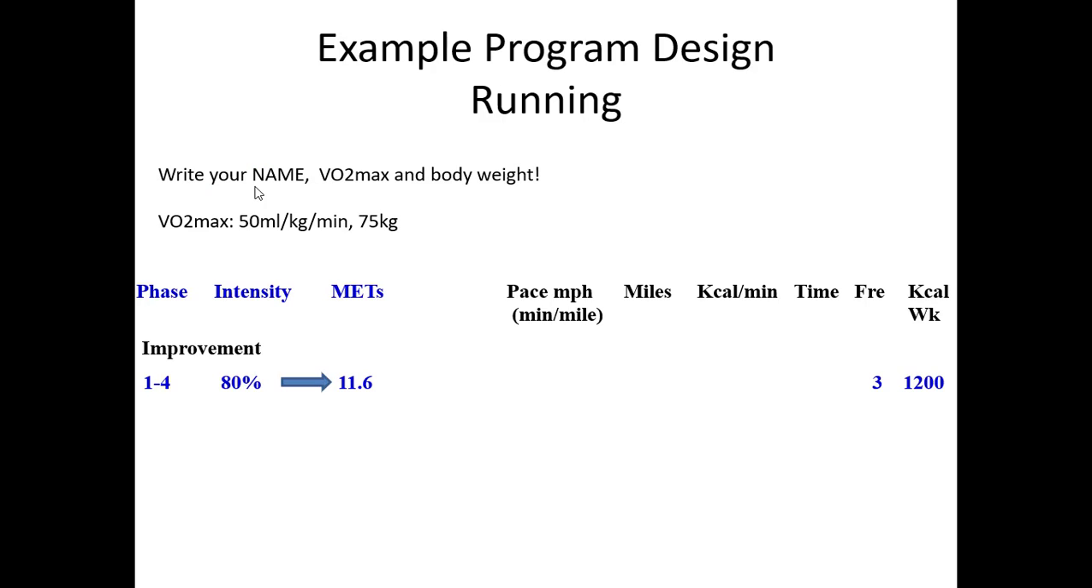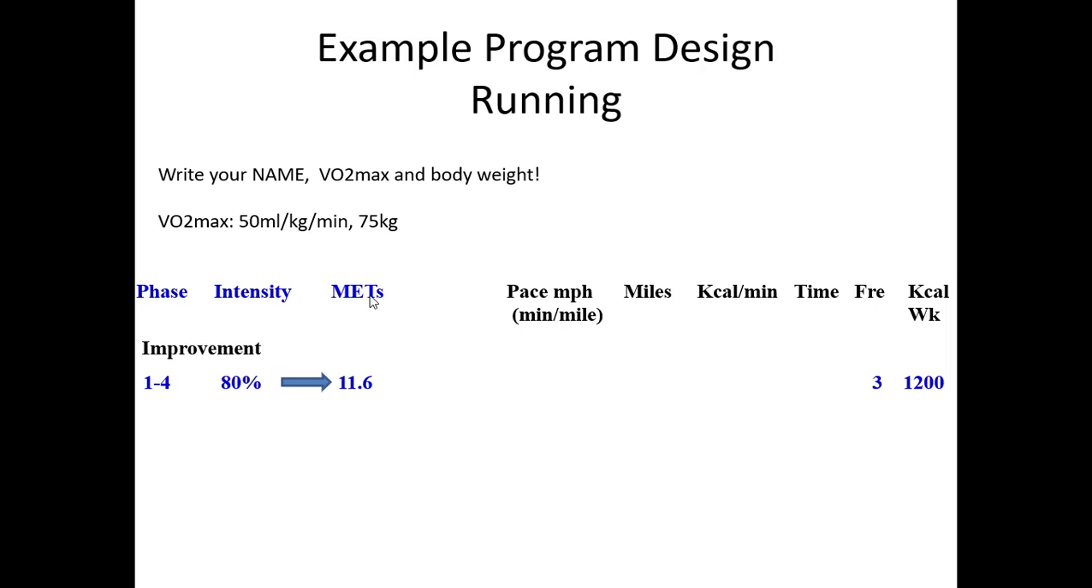Yeah, so how about you write your name, your VO2 max value, and your body mass, right? This demonstration is my data. When I made this scenario, my VO2 max at that time was 50 and my body mass was 75 kilograms. So it doesn't make sense to use mine for you. This is my data, but please write your name, your VO2 max, and your body mass, right?